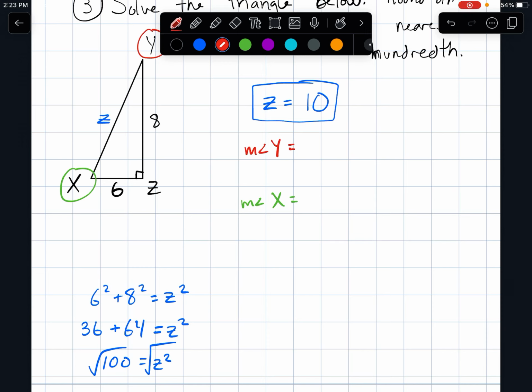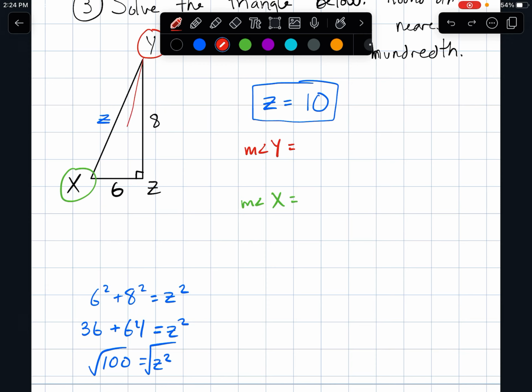So to find angle y, I need to identify what's happening with the 6 and the 8. Now I could use the fact that z is 10, okay? So I kind of have three options here. But when you find that missing side z, it's not always going to be a nice number. And if it's not a nice number, you don't really want to work with any rounded numbers, because your answer is going to be off just a little bit. So I always like to work with the initial values that they give me. So I'm going to work with the 6 and the 8.